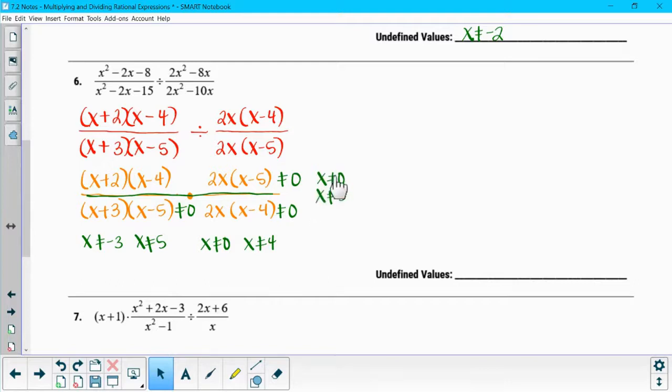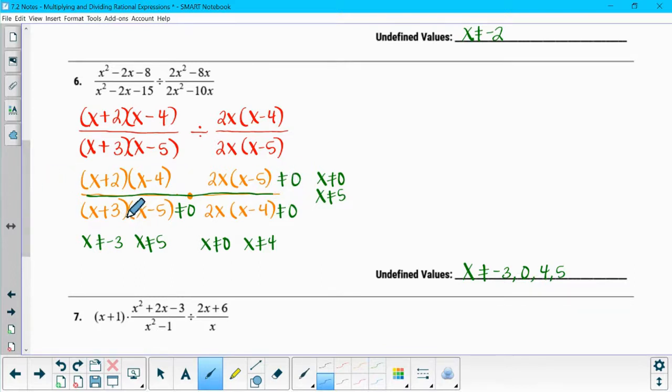Now, if you have repeats, you don't have to write them twice. So I wrote my undefined values as x cannot equal -3, 0, 4, and 5. Now that my undefined values have been written, I can go ahead and start canceling out things that look the same. Because remember, I've turned this into a multiplication problem. One big numerator, one big denominator.